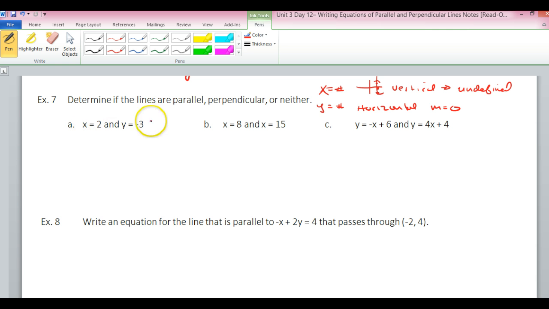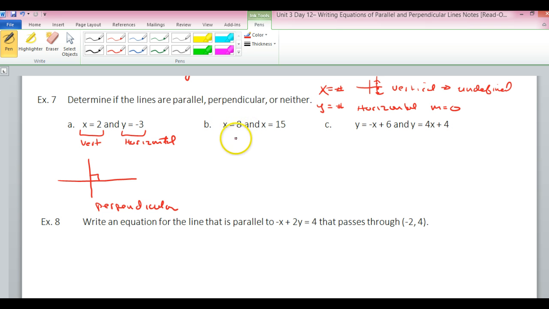So, letter A. Determine if these lines are parallel, perpendicular, or neither. Well, x equals a number. If x equals 2, that would be a vertical line. And then I have y equals -3. That would be a horizontal line. Well, if I take a vertical line and a horizontal line, what do I notice about them? They will be perpendicular all the time. So these are perpendicular.